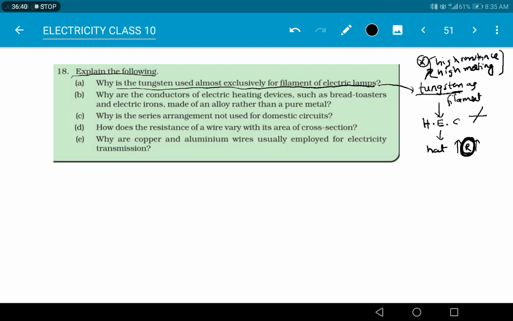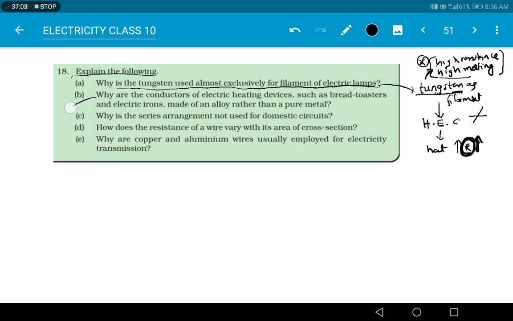So tungsten is used as a filament because a bulb works on the principle of heating effect of current. So to get the maximum light or maximum heat, the resistance has to be maximum. So because of high resistance and high melting point, tungsten can be selected as a filament in an electric lamp.